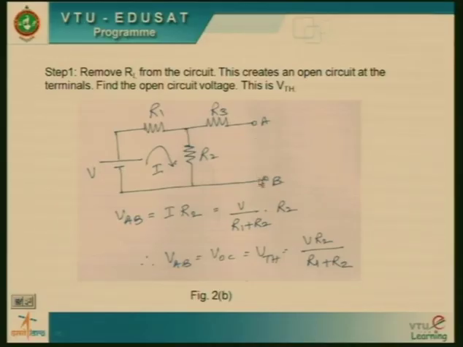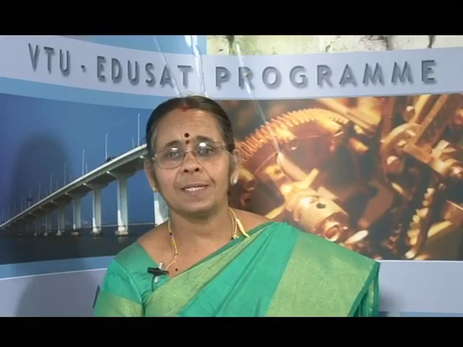The steps to be followed are: remove the resistance from the circuit, create an open circuit over there, then find out the voltage across the terminals AB, which is nothing but equal to V Thevenin. What is the next step? The next step is to find out Thevenin's equivalent resistance for the circuit.